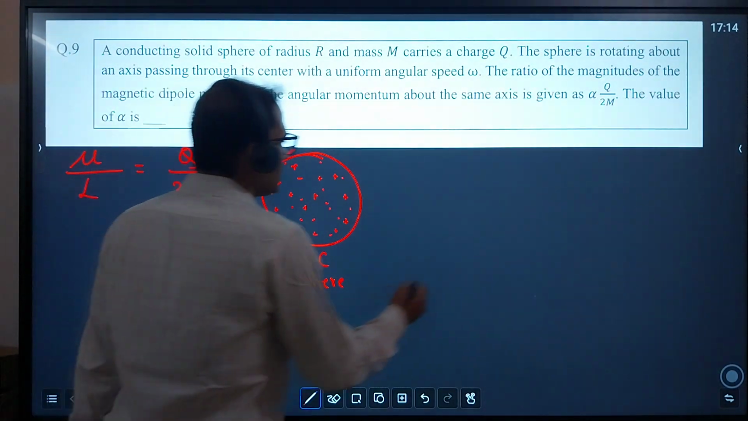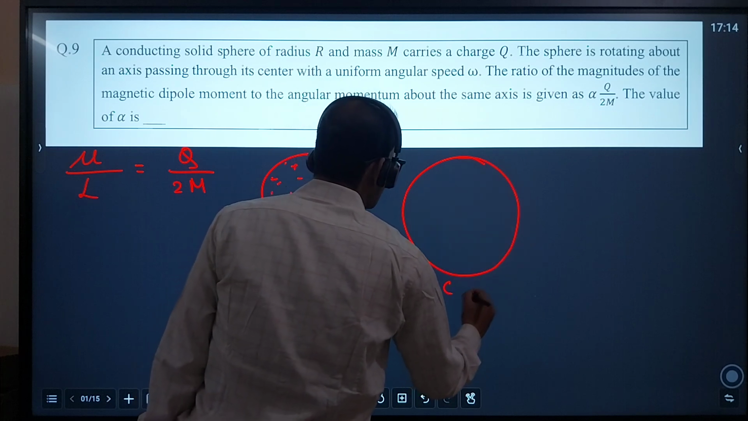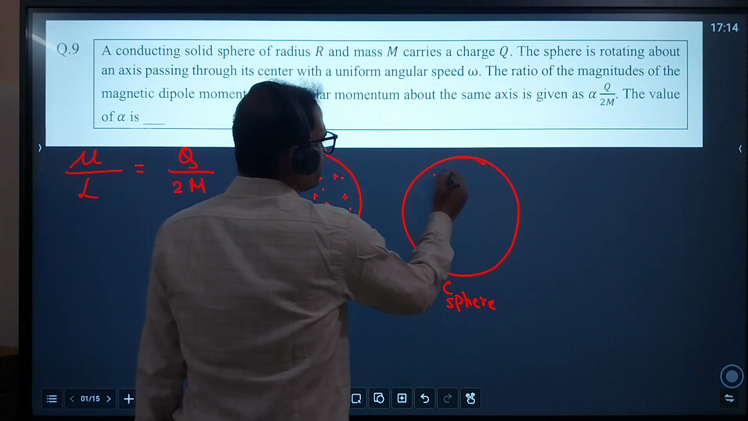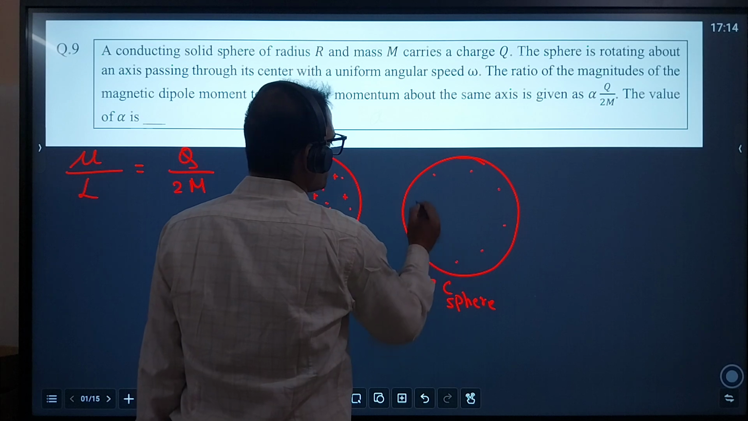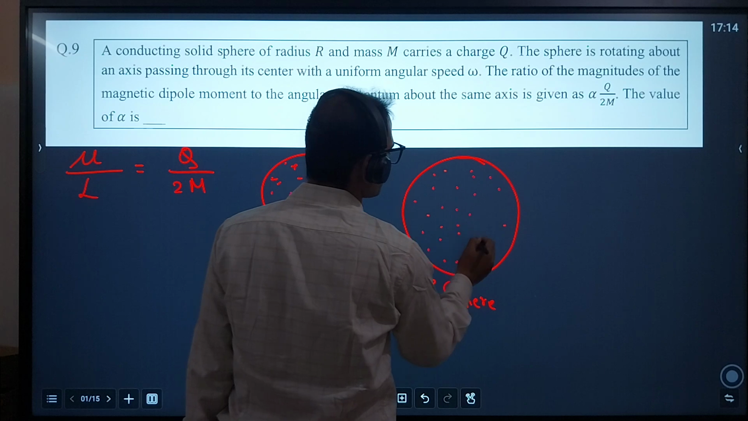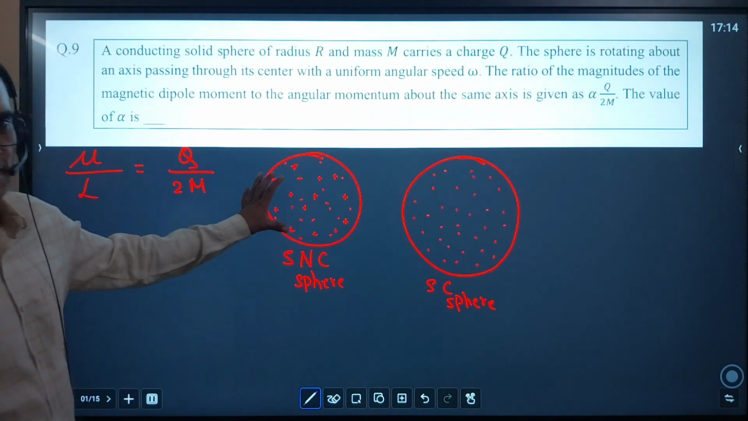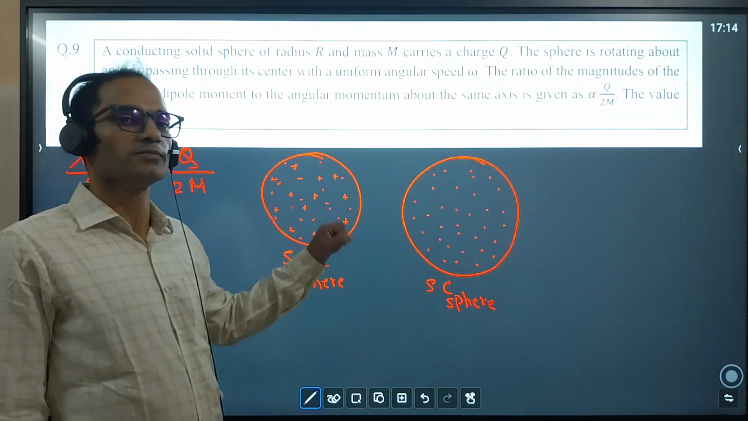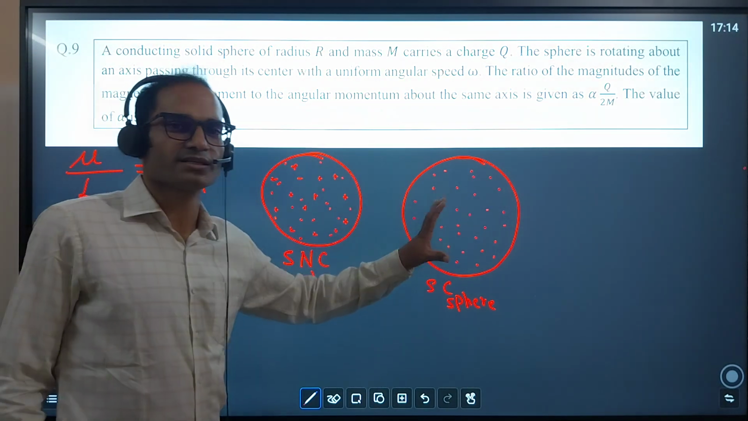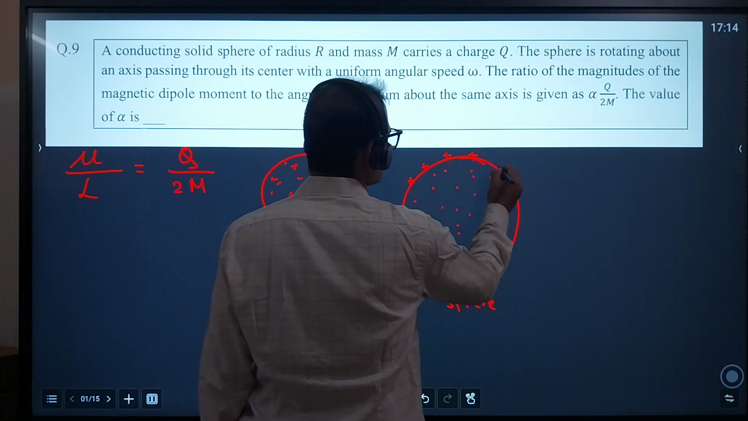But we have a solid conducting sphere. So what will happen here? Mass is present all over the body, but charge is only at the surface. We know that these charges will repel each other. In the non-conducting sphere also charges are repelling each other, but they cannot move. Here the sphere is conducting, so charges will come at the surface.